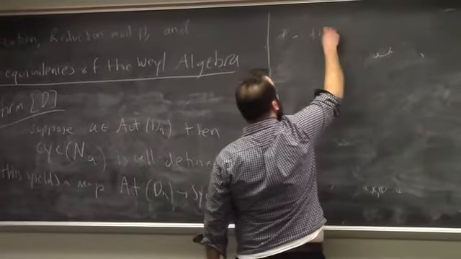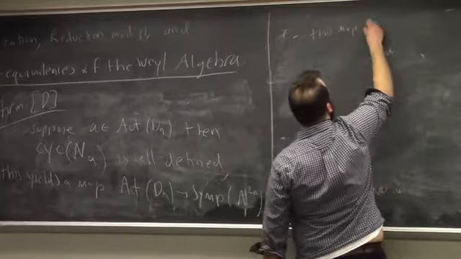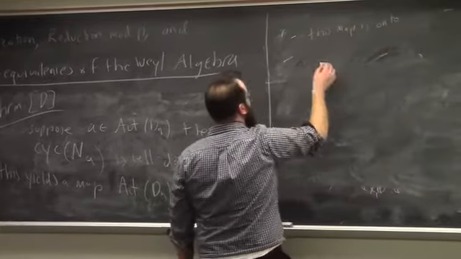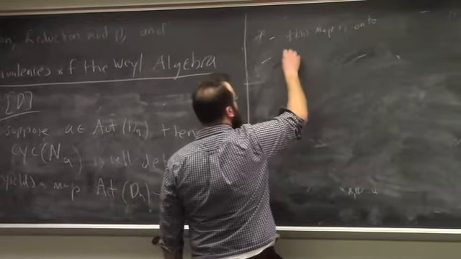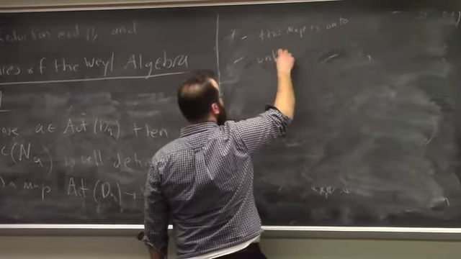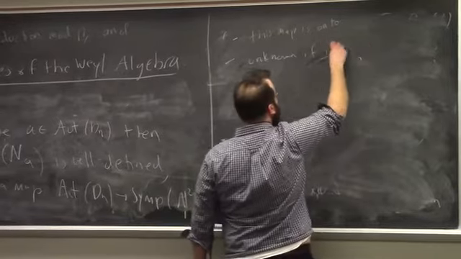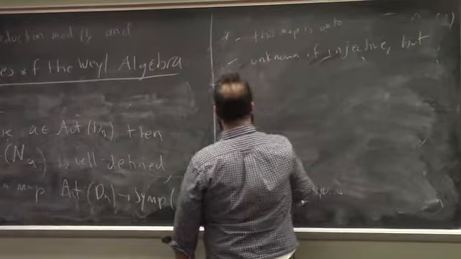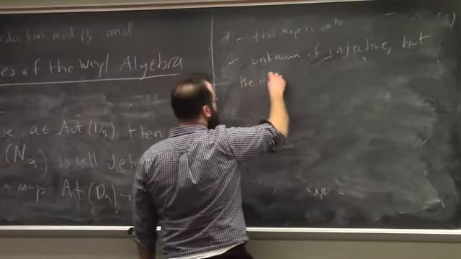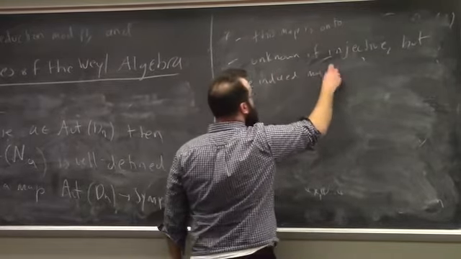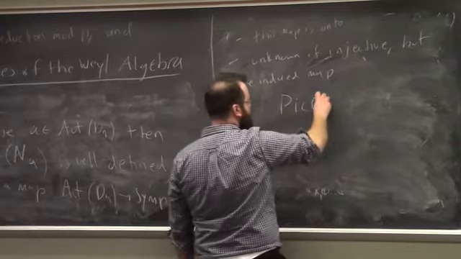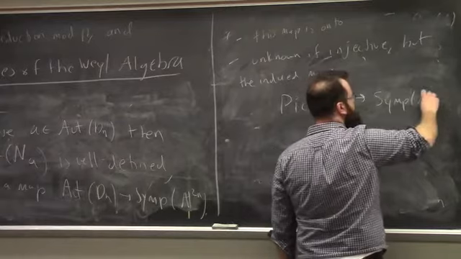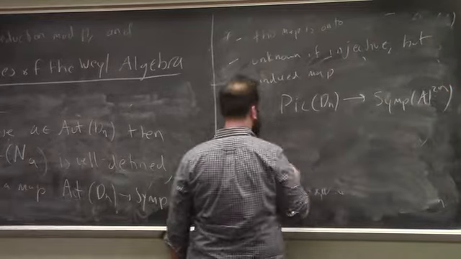So this map is onto. I don't know if it's injective. So unknown if it's injective. But the induced map from a group that I'm going to call Pic Dn to Symp A2n is an isomorphism.